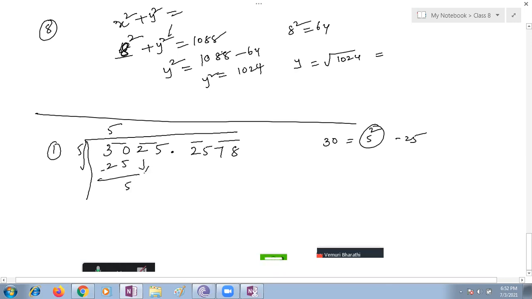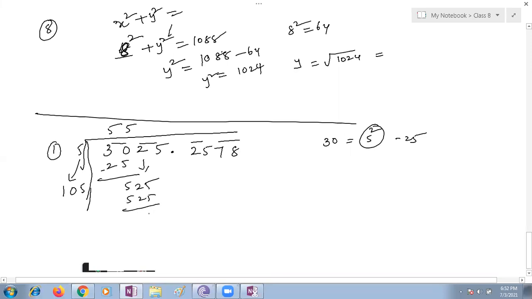Bring down the next period, 25, so it is 525. 5 becomes twice 5, which is 10. 10 how many times gives 525? 105 into 5 is 525. Very good. Now the decimal point is there, so you have to place the decimal point in your answer too. Then bring down the next period. And 5 square as it is. So what should you do here, children?